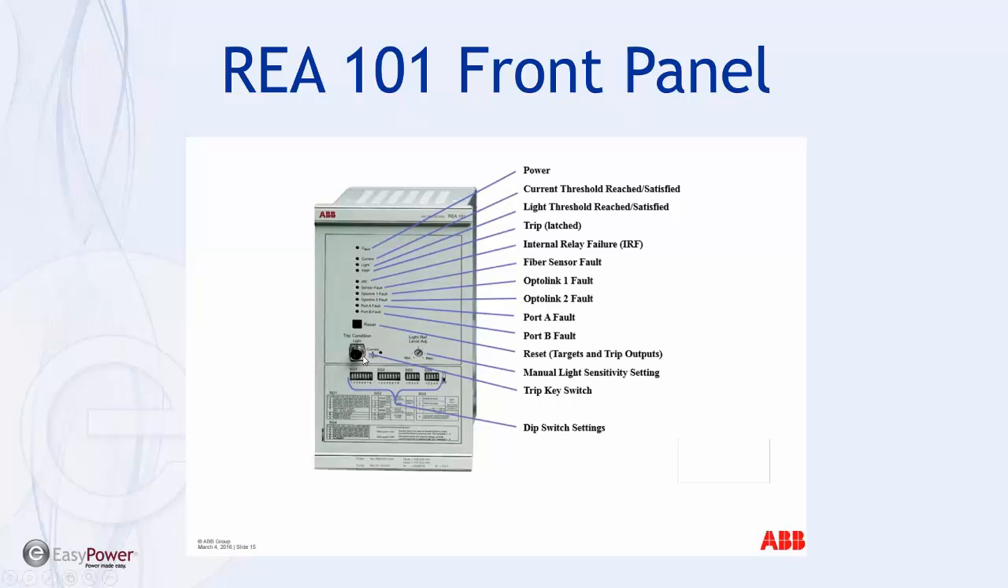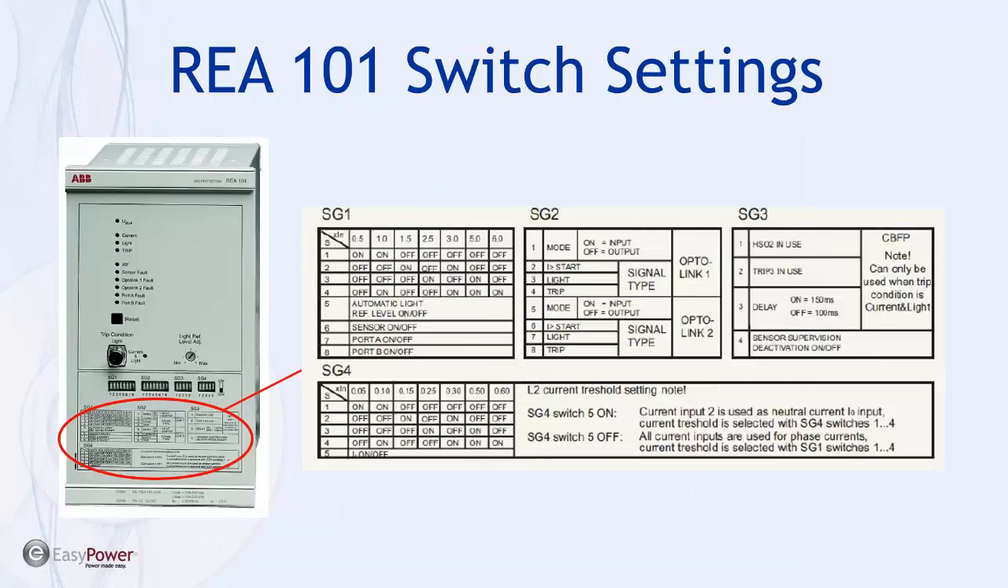Here's a key which determines whether you're going to use light and current to operate the device, or just light. Here's a backlight compensation adjustment, and you can either choose automatic or manual here. This would be for the manual. And then you also have switches to configure it. Here are those switches.